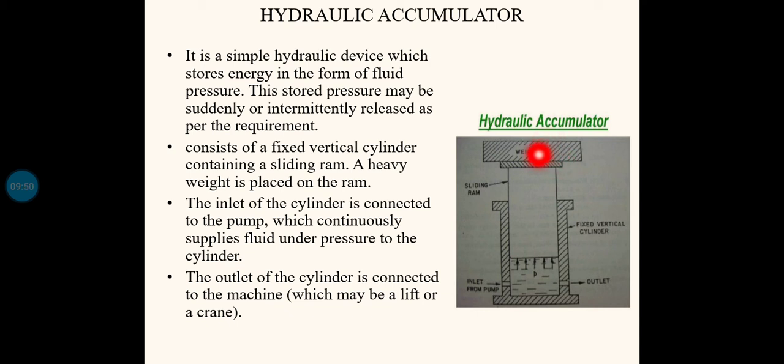So equivalent to this weight per unit area, W by A, that much pressure will be there inside this hydraulic accumulator. So high pressurized fluid is stored inside this accumulator. That means pressure energy is stored here. The inlet of the cylinder is connected to the pump, which continuously supplies fluid under high pressure to the cylinder. The outlet of the cylinder is connected to the machine, which may be a lift or a crane. So the outlet is usually connected to the machine where we require the high pressurized fluid. Usually it will be the lift or crane.